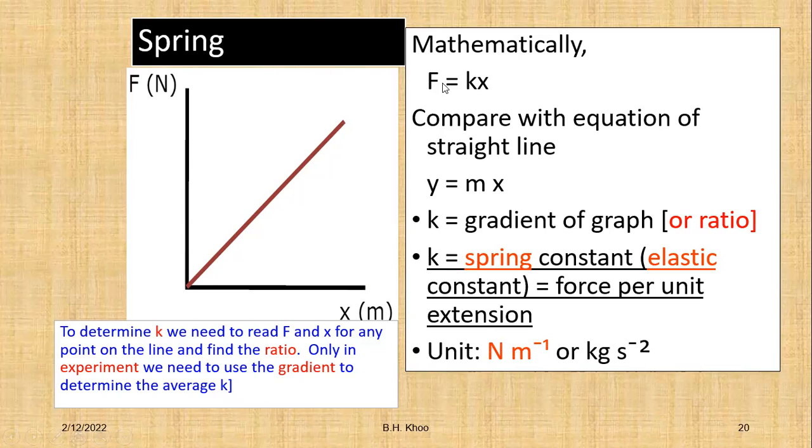Force is in Newton, extension is in meter, so it's Newton meter to the minus 1. You can go back and show that's also the same as kilogram second to the minus 2. That's how we get our unit. Force divided by extension. Force is Newton per meter.